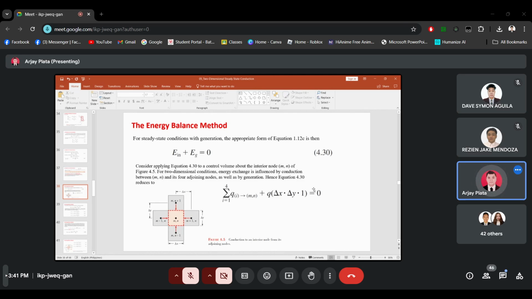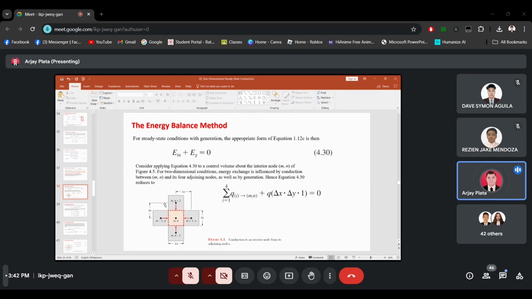Okay, so considering this figure, we have Mn. Mn is the nodal. This is what we are looking for actually. If you have to determine the temperature Tmn, okay, so we have here what are the energy coming in?